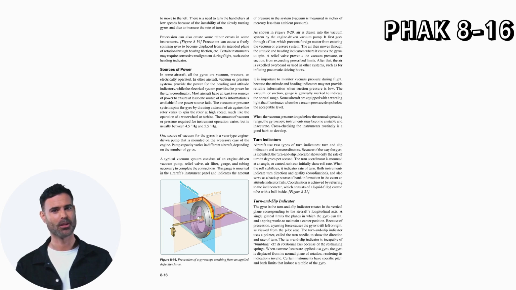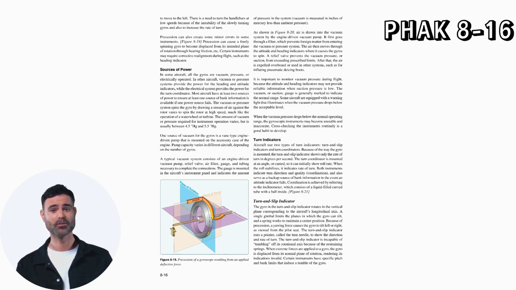The amount of vacuum or pressure required for instrument operation varies, but is usually between 4.5 inches of mercury and 5.5 inches of mercury. One source of vacuum for the gyros is a vane-type, engine-driven pump that is mounted on the accessory case of the engine. Pump capacity varies in different aircraft, depending on the number of gyros.